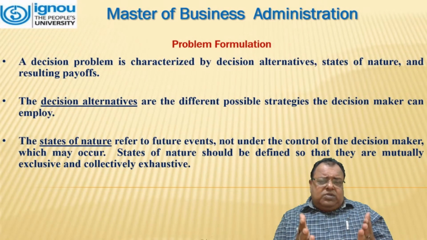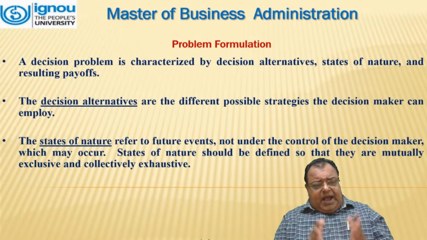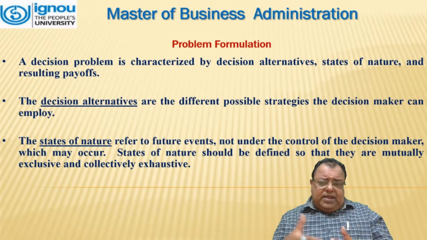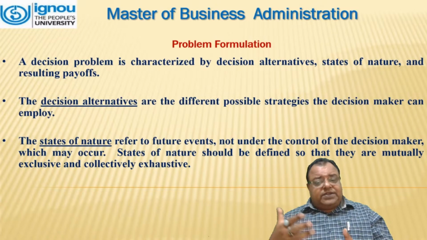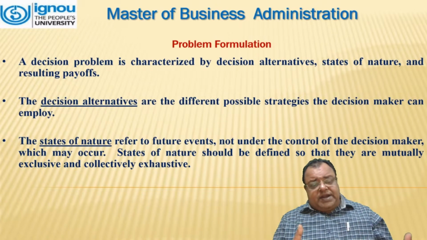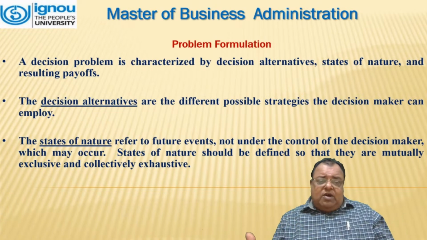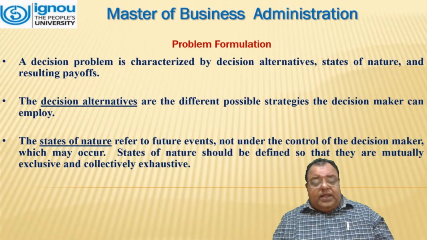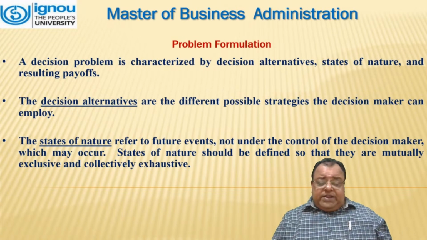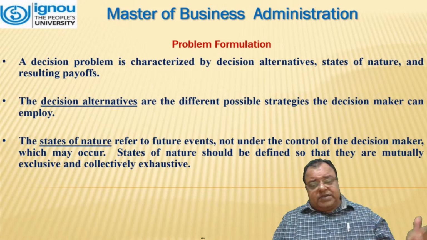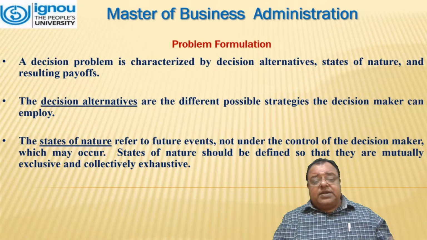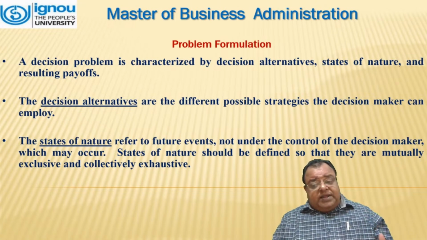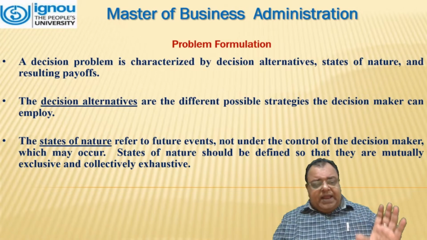Now the thing is how the problem is formulated. A decision problem is characterized by decision alternatives, states of nature, and resulting payoffs. The decision alternatives are the different possible strategies the decision maker can employ. And the state of nature refers to future events not under the control of the decision maker, which may occur. That is, states of nature should be defined so that they are mutually exclusive and collectively exhaustive.